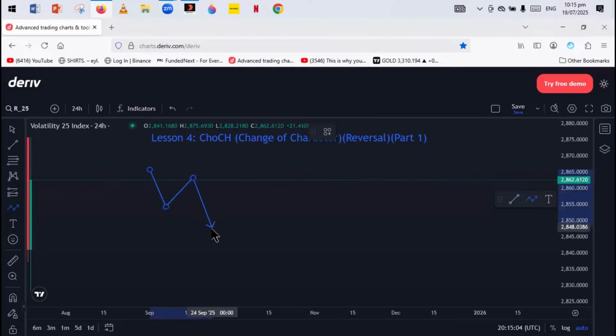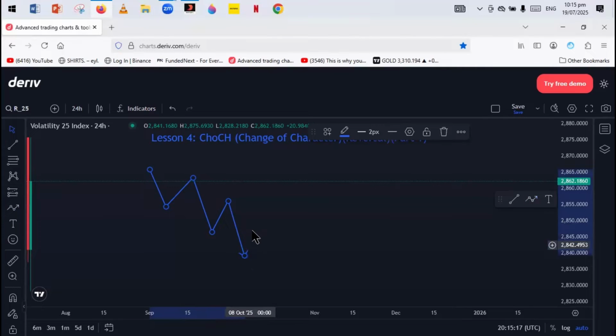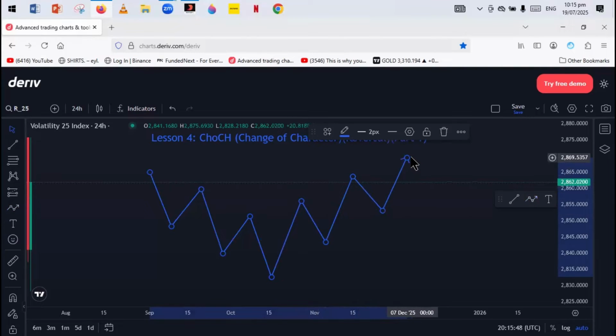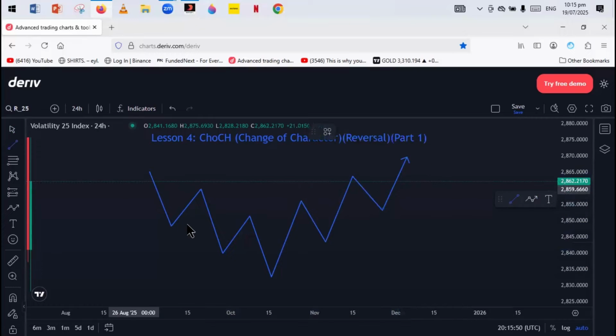You have price breaking structures to the downside. Now, as long as price is breaking structures to the downside, that is an indication for you to continue selling. Now, the moment one is a break of structure. Now, the moment price breaks this lower high, that is an indication that price is about to reverse. So that is how you can tell.